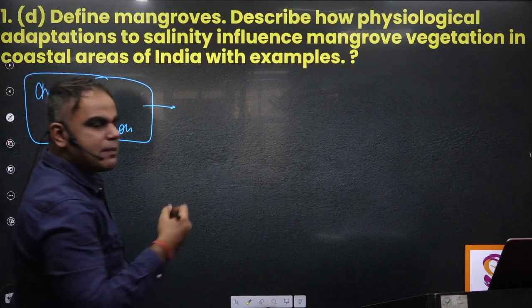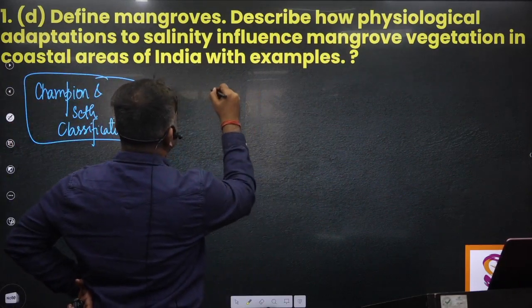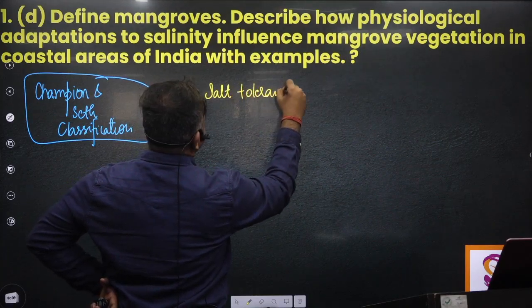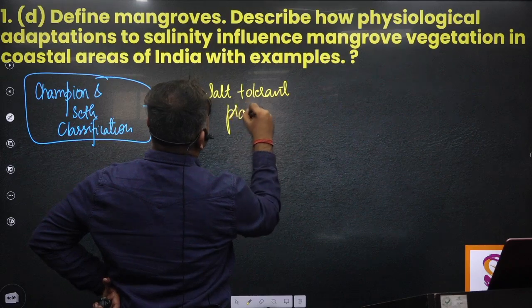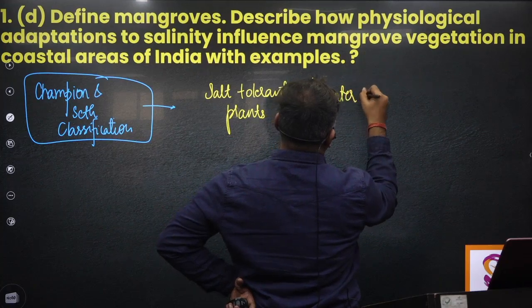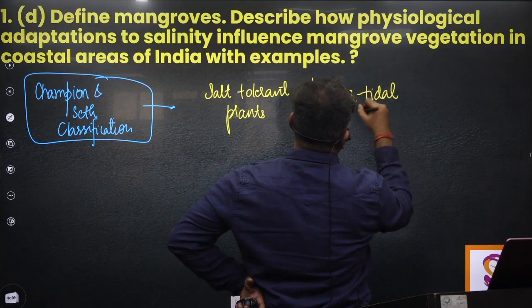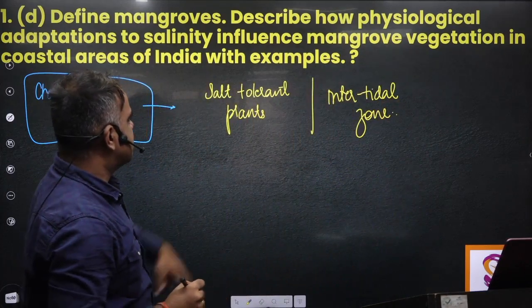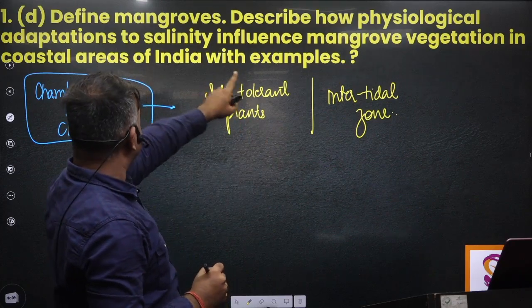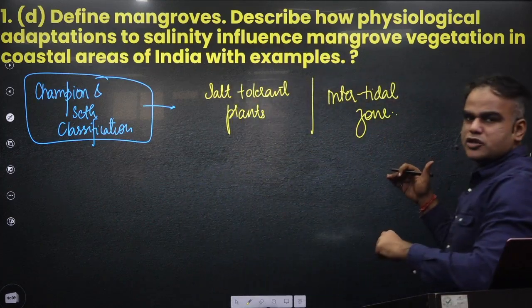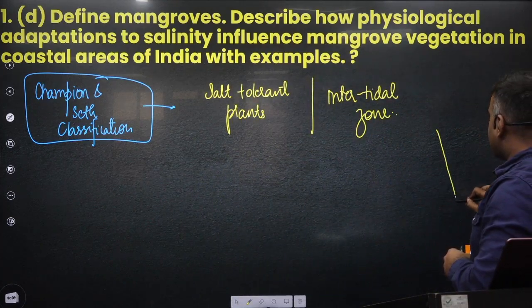Okay, so for example for mangroves, certain keywords that you can use is these are halophytes or salt tolerant plants found in the intertidal zone. Okay, something of this sort you can do. And because the question is also telling you coastal areas in India with example, either in the introduction itself you draw the map of India.